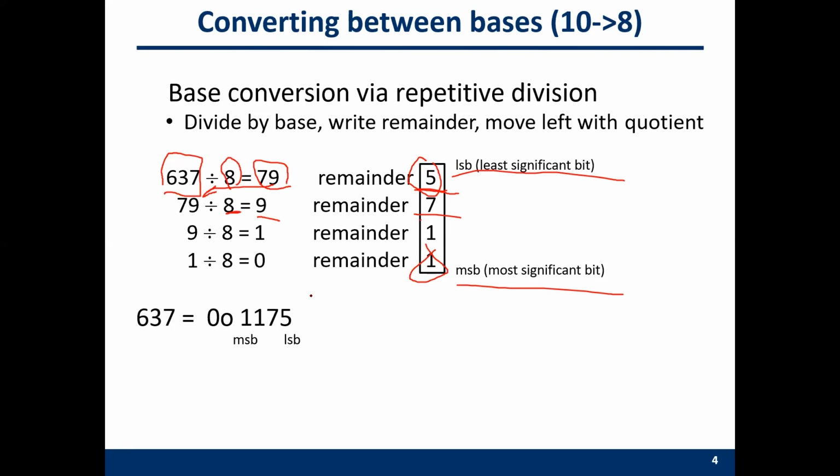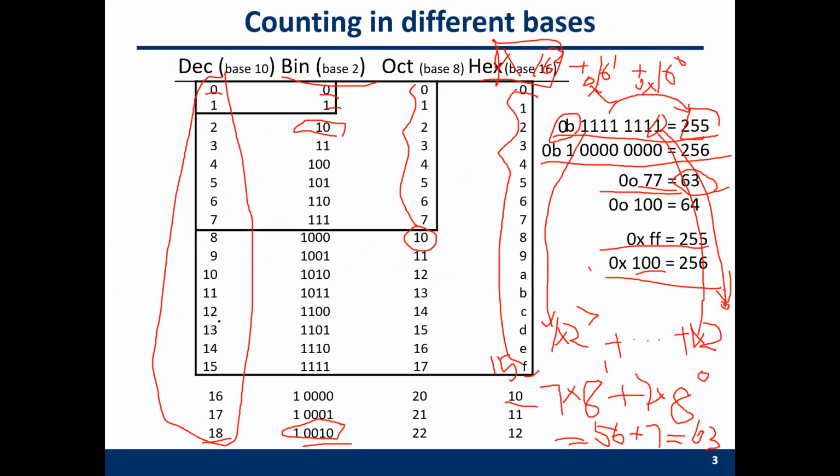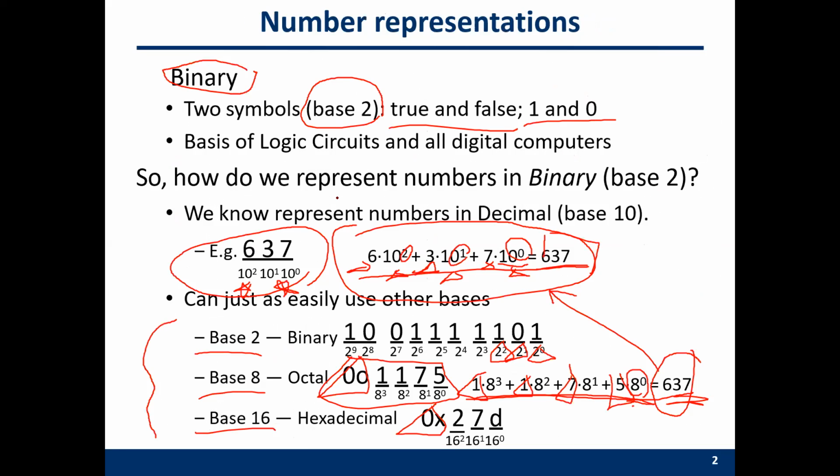We can rewrite this number like this. Okay, this is the least significant bit, and this is the most significant bit. So a decimal number is equal to this base 8 number. So this so-called division and remainder calculation process is exactly the reverse process of this equation.